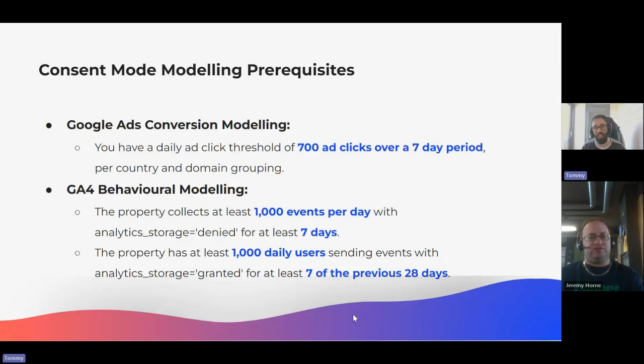And the second part to that is, and this is basically Google's way of saying, for us to do good modeling of the data using our machine learning techniques, we need to have enough observed data. So observed in this case will be consented data, so that we can then signal to the non-consented data what that would look like for those non-consented hits. So they recommend at least another 1,000 daily users per day sending events with analytics storage granted, that means they've consented essentially, for at least 7 days.